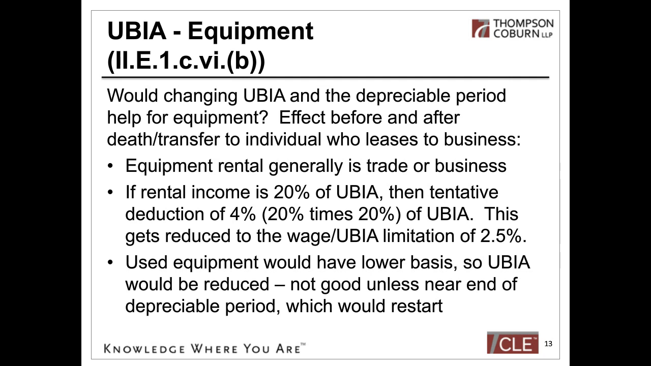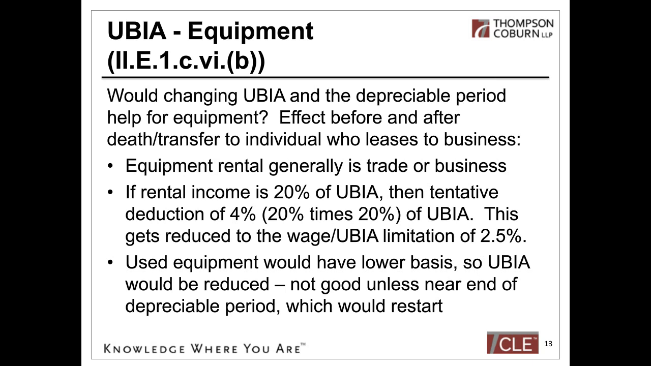However, if your UBIA is $100,000 and you don't have any wages because you're just equipment rental, you're just sitting here collecting a rent check, so you're only looking at the UBIA. So you would be taking the 2.5% limitation of the $100,000 UBIA, so that's a $2,500 cap from the wage or UBIA limitation.